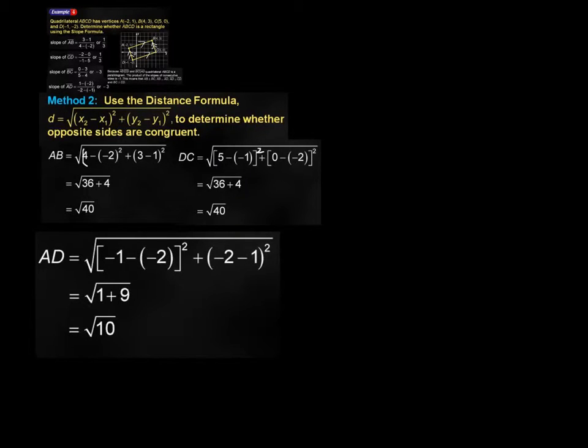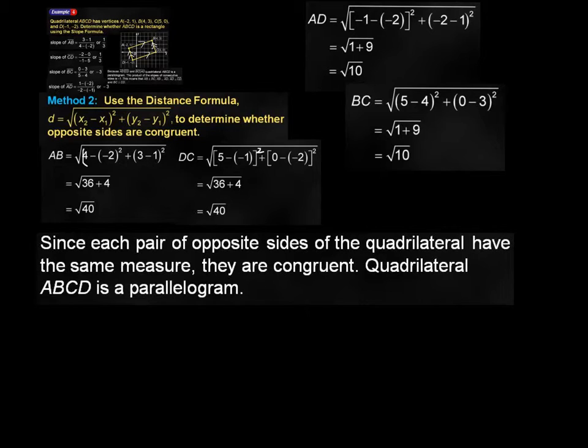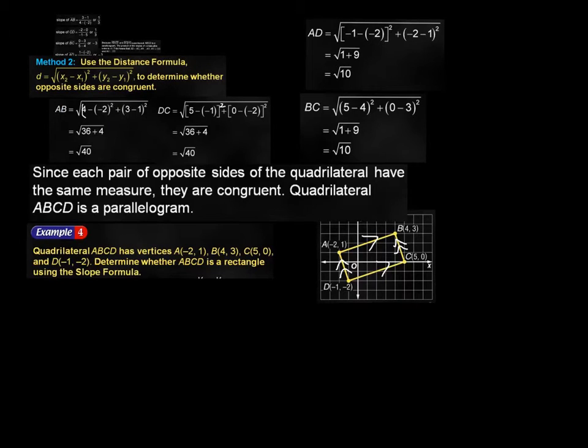So AD, the difference in the x's squared is going to be 1, plus the difference in the y's squared, negative 2 minus 1 squared, is 9. So I have the square root of 10. And finally, for BC, the difference in the x's is 1 squared is 1, and the difference in the y's is 3 squared is also 9, so I get the square root of 10 again. Opposite sides are congruent. So we've just found a second way to show that the quadrilateral is a parallelogram.